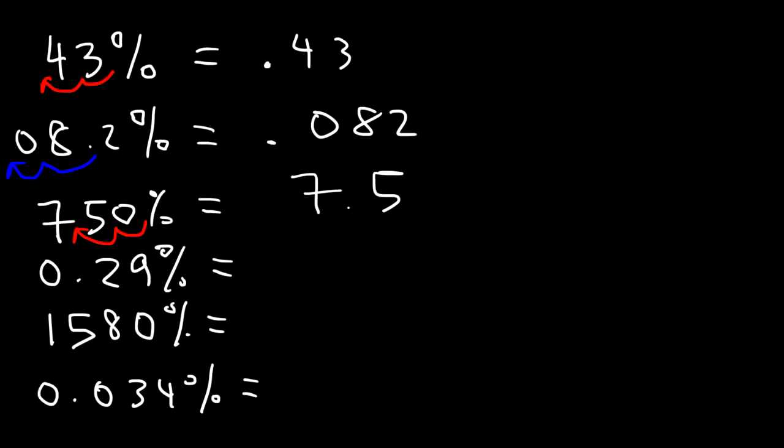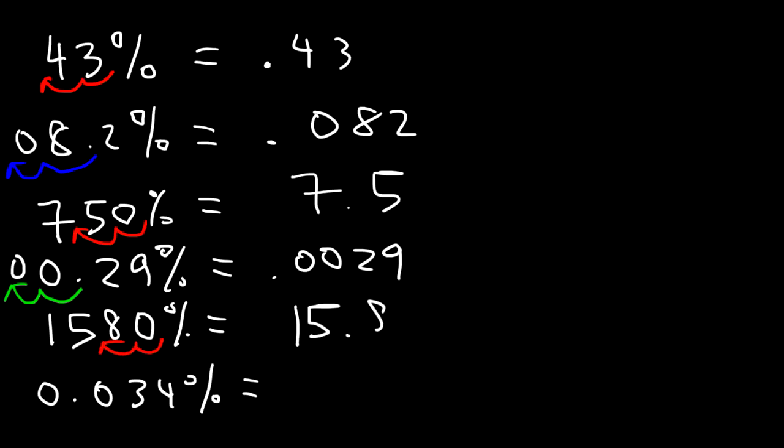Now for 0.29%, there's going to be 2 zeros in front of the 29. So it's 0.0029. For 1580, the decimal is going to be between the 5 and the 8. So it's 15.8. And for the last one, we're going to add 2 zeros. So there's going to be a total of 3 zeros in front of the 3. So it's 0.00034. So now you know how to convert percentages into decimal values.